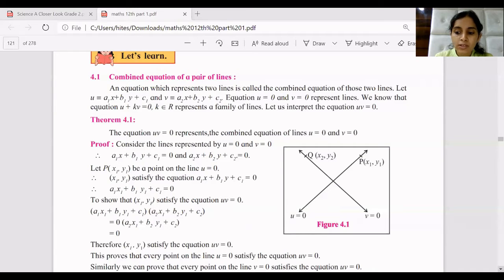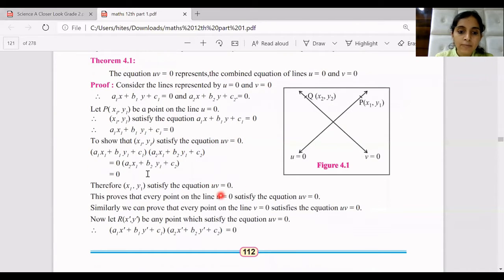So the combined equation says that if I have an equation uv equal to 0, and if one point is lying on u equal to 0, then it will also lie on uv equal to 0. Similarly, we will prove that if any point is lying on v equal to 0, then it also satisfies uv equal to 0. Same method. Now, the reverse way, that is, if any point is lying on this combined equation, then it is either lying on u or on v. So, you have to prove that.